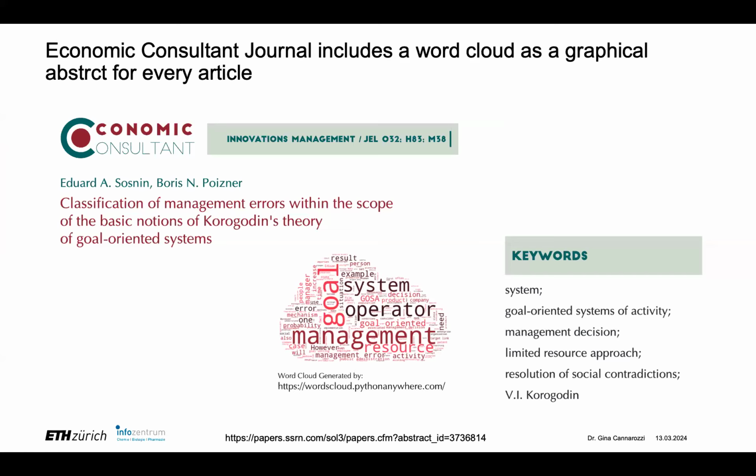Another example of how you can use these is as graphical abstracts. So this journal, the Economic Consultant Journal, produces a word cloud for every single article that it publishes. There's two advantages to this. One is that some disciplines don't have a pictorial representation necessarily, and you can always generate a word cloud. The other thing is the word cloud is something you can generate for everything, and you don't have to employ an illustrator, which for social scientists or economics might be an advantage.